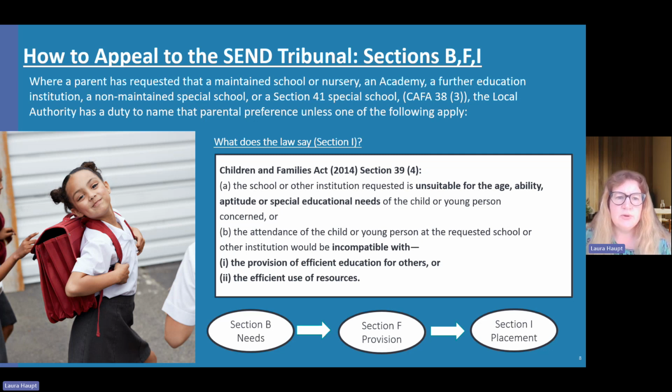the following situations apply. Section 39(4) of the Children and Families Act lays out the circumstances in which the local authority may supersede parental preference for a school. They have a duty to name parental preference unless the school or institution requested is unsuitable for the age, ability, aptitude, or special educational needs of the child or young person concerned, or the attendance of the child or young person at the requested school or other institution would be incompatible with the provision of efficient education of others or the efficient use of resources.